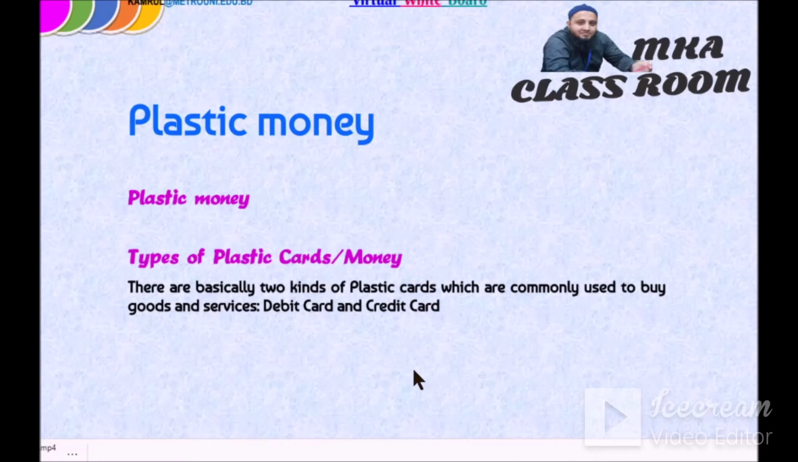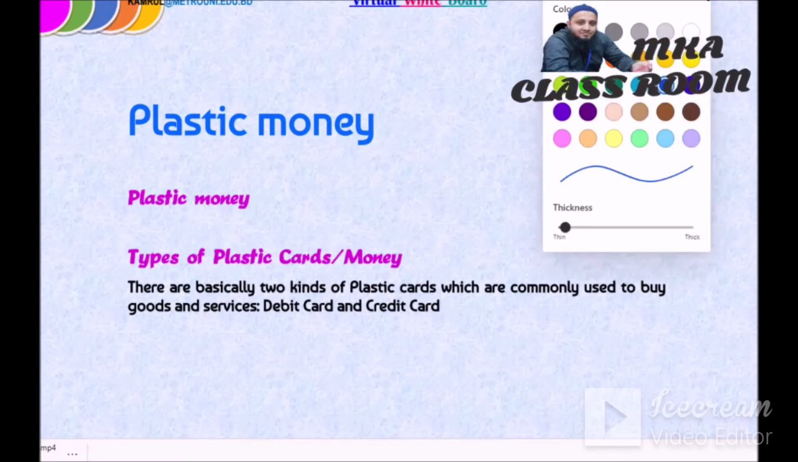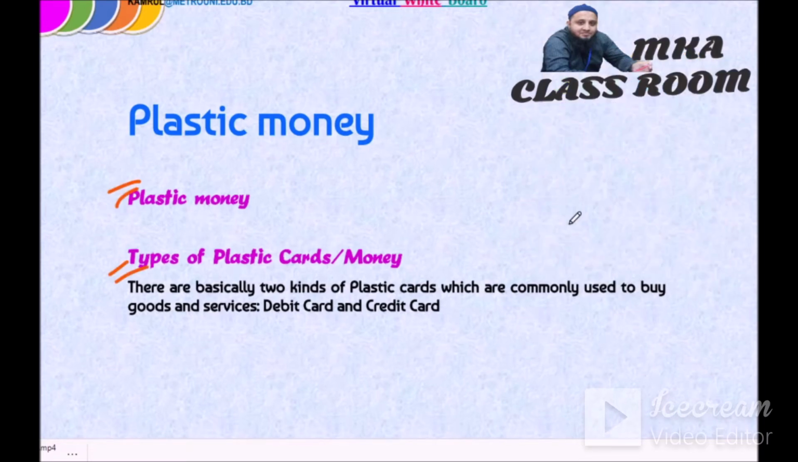Now we will see the types of plastic cards or money. There are basically two kinds of plastic cards commonly used to buy goods and services: the debit card and the credit card. So firstly, we say that plastic cards are of two types, debit card and credit card. Basically we have these two types of card.